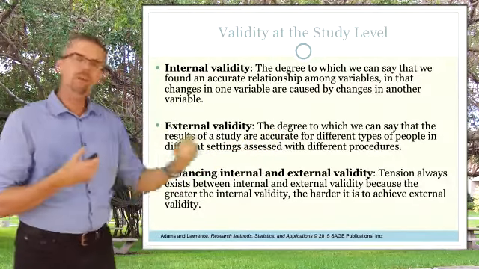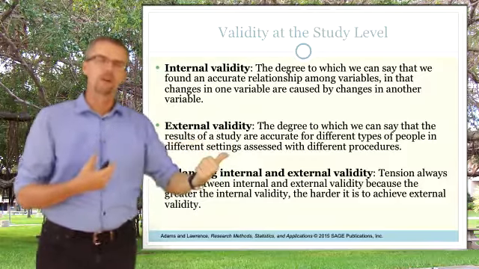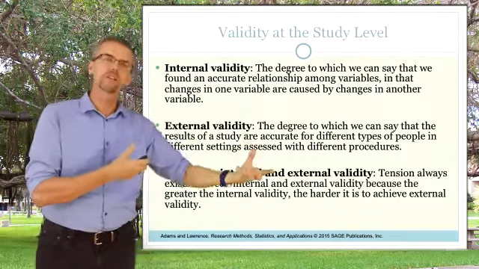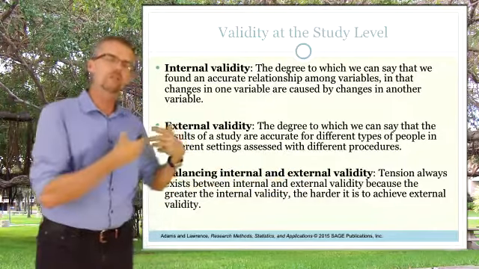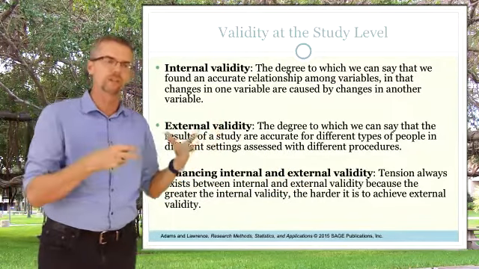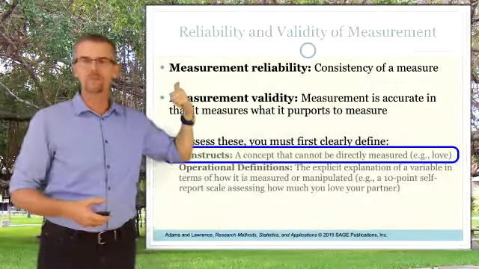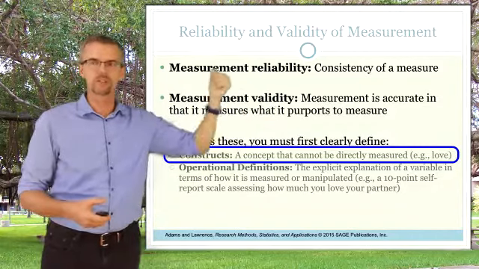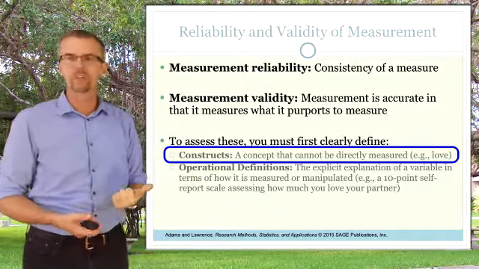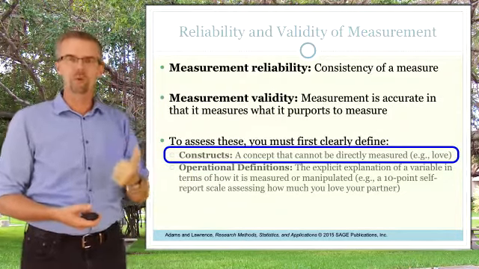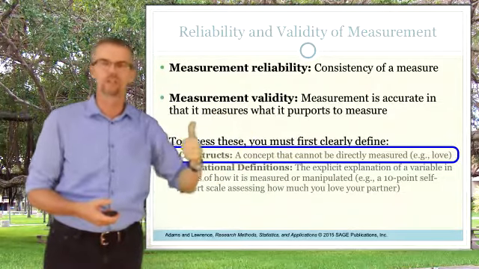So they are always a conflict. Internal validity and external validity are, because if you go for external validity, you lose some of your internal validity. But if you go for internal validity, your study is far less generalizable, if you understand that. Measurement reliability is the consistency of a measure. Measurement validity is that the measurement is accurate in that it measures what it purports to measure. Okay, so that all determines how you build your construct.